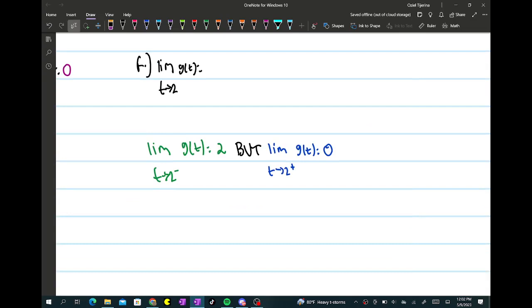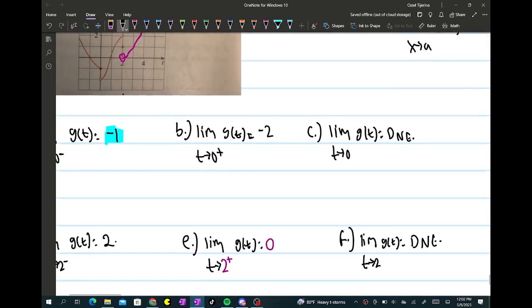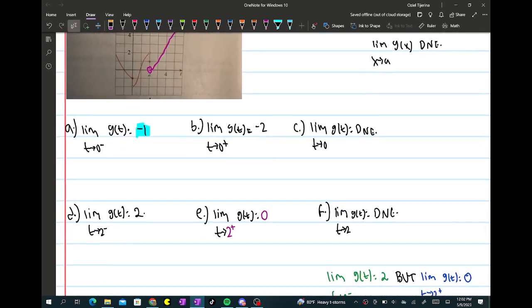And because of this, thus, the limit as t approaches 2 in general of g of t does not exist. And it goes with the idea from parts A to C that from the left and right hand side, they were not equal.